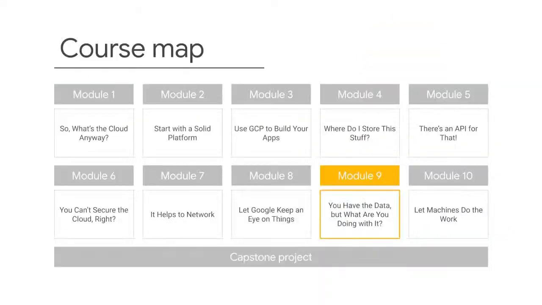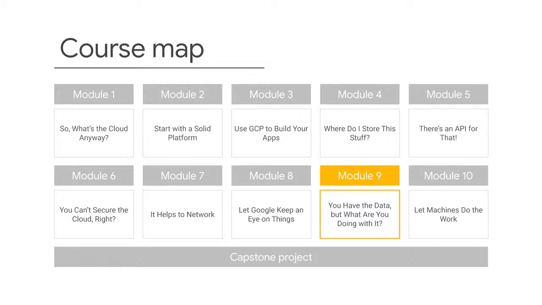So far in this Google Cloud Computing Foundations course, you've discussed what cloud computing is, the Google Cloud Platform, and using GCP to build apps. You then explored storage options, the role of APIs, cloud security, networking, and the role GCP can play in automating the creation and management of your GCP resources.